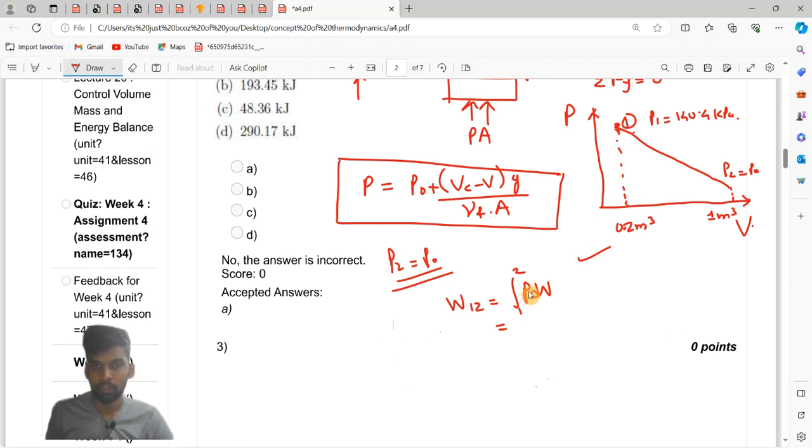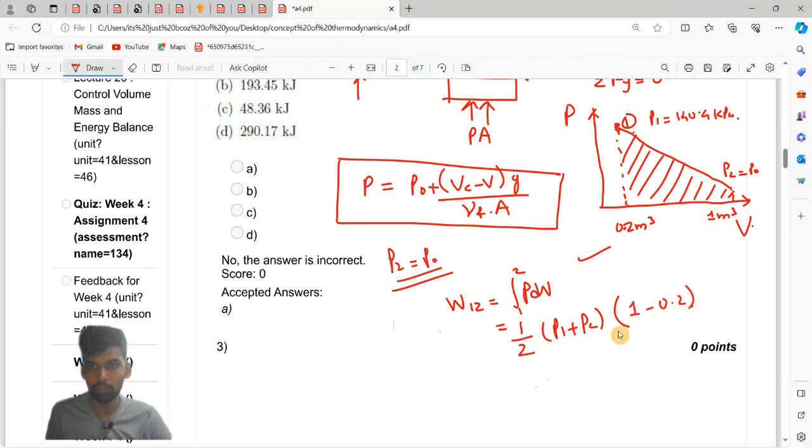So this integral PdV signifies the area under the pressure-volume diagram projected on the volume axis. And this is a trapezium, so we know how to calculate the area of a trapezium. It is half of P1 plus P2, the sum of the lengths of the parallel sides, multiplied by the height. Height in this case is nothing but 1 minus 0.2, that is V2 minus V1.